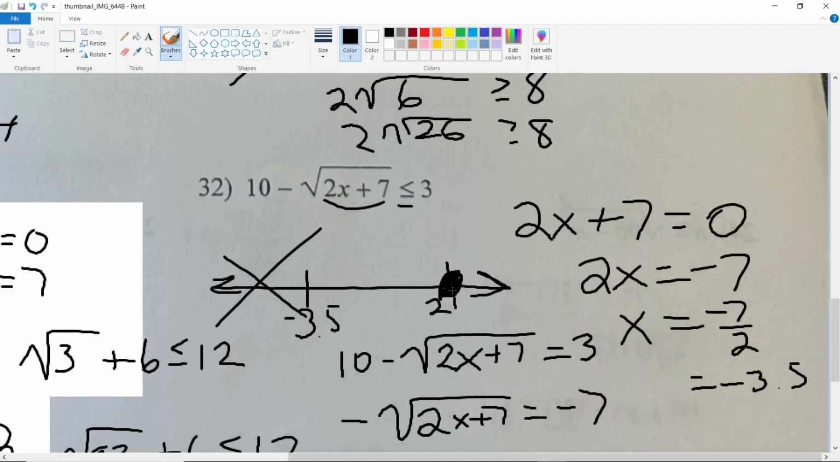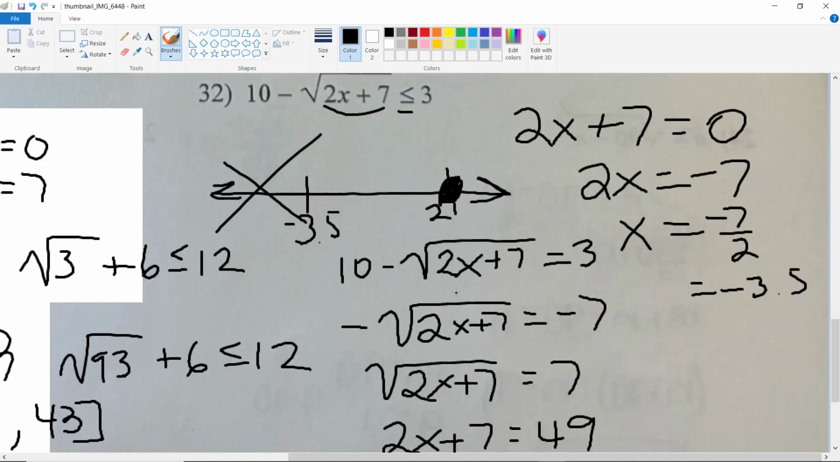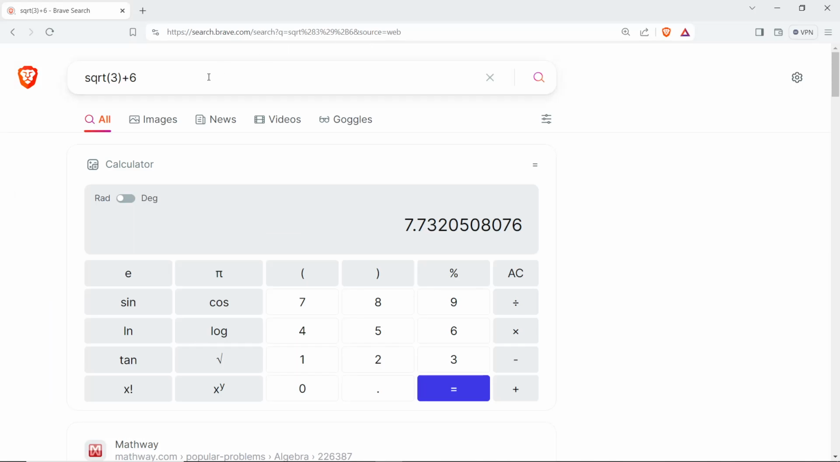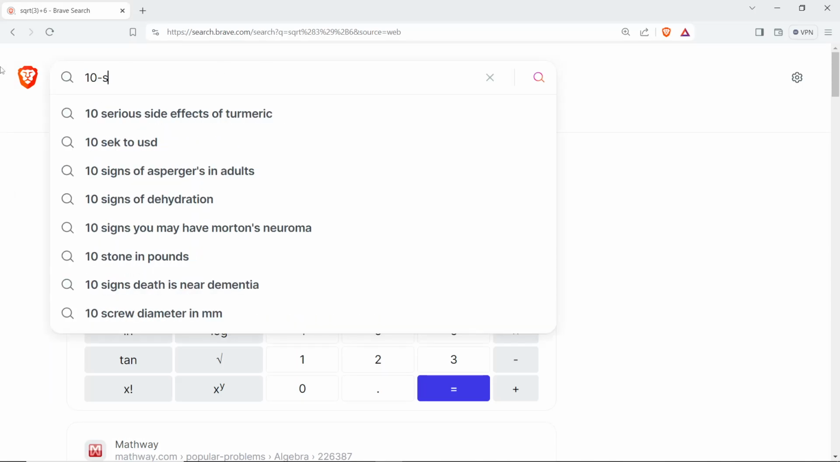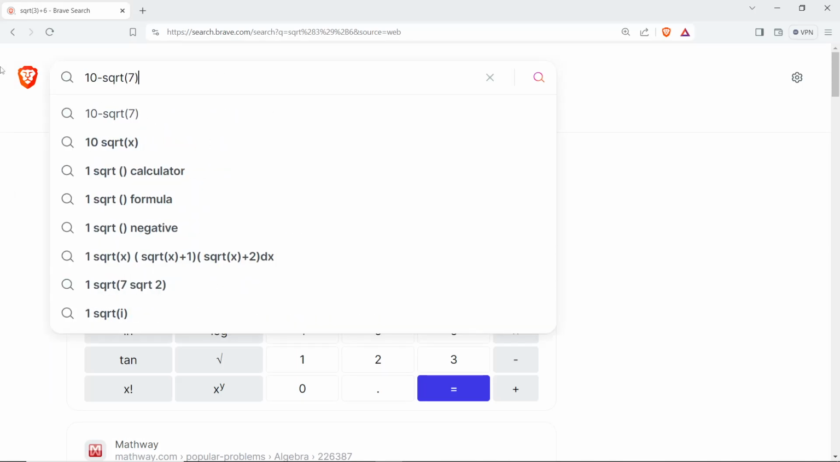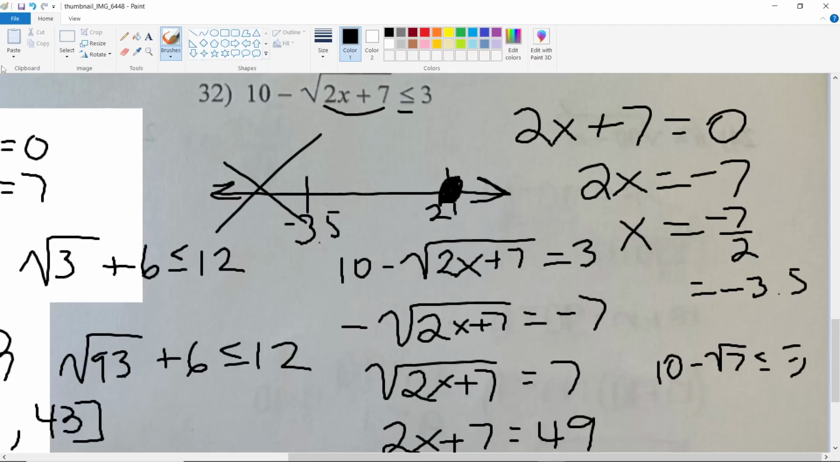And now I will check to the left and right. Let me check to the left. I'll do 0. 2 times 0 is 0, plus 7 is 7, so 10 minus square root of 7. Is that less than or equal to 3? Let me try it on the old calculator. 10 minus square root 7 is 7.35. No, it's not, so it's going to be greater than 21.